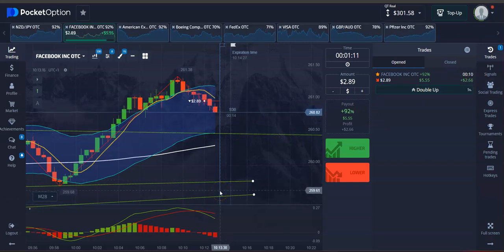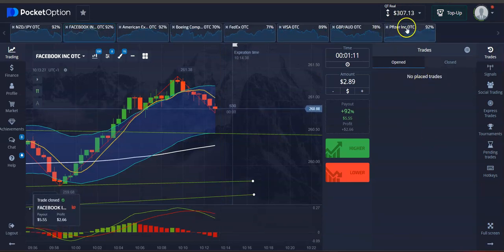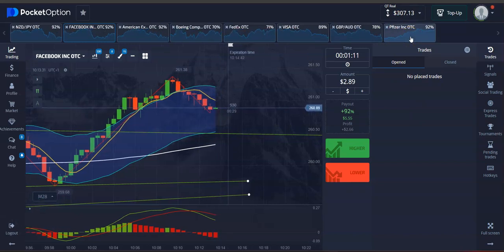Hopefully price will continue to push down and we are going to reach our daily targets, which is great, right? So if we win this one, we're going to make $5. Boom! We did it. Damn, thank you, Facebook.